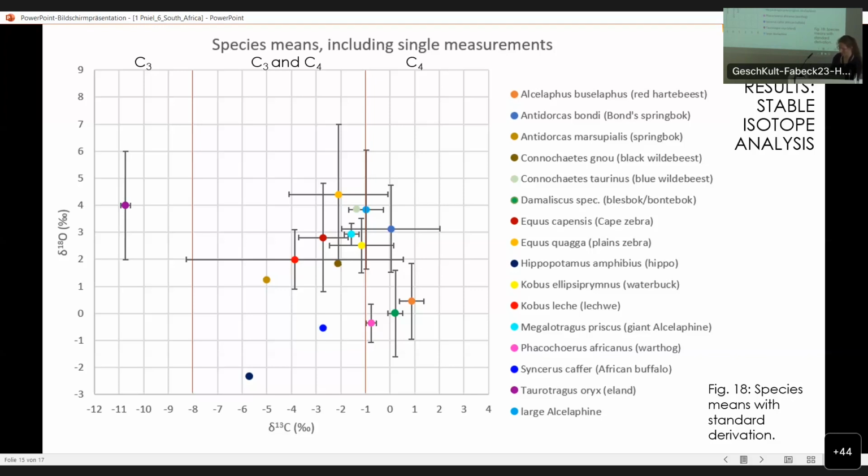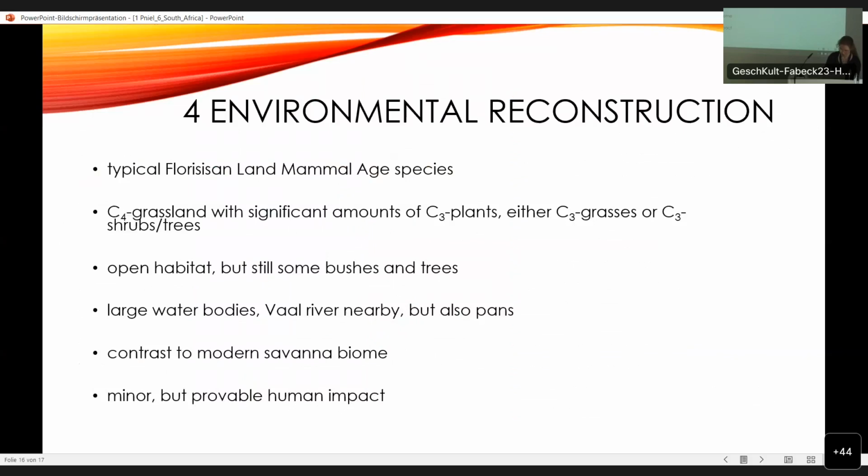And as you see, there's a quite large span in oxygen values, which is kind of typical for this time and region. And it seems that all in all, there was a little bit more water than today, or maybe not just a little bit.